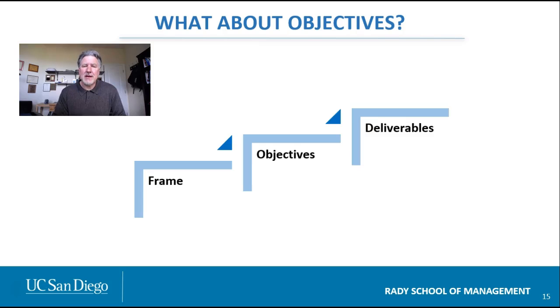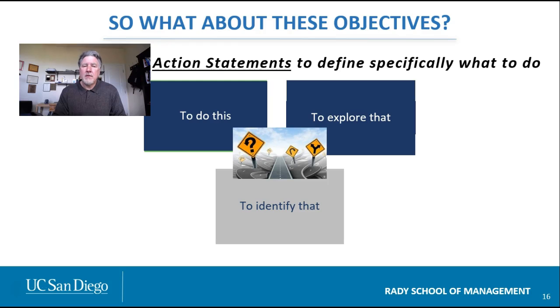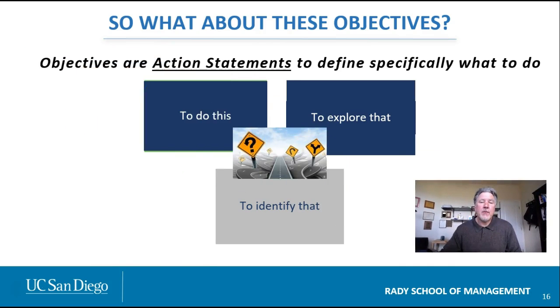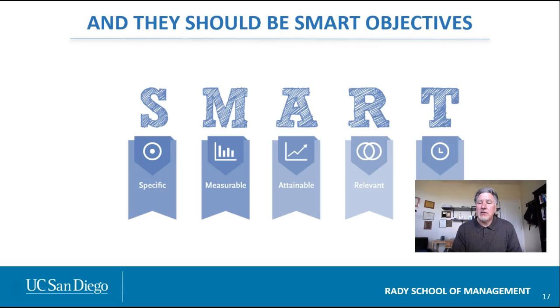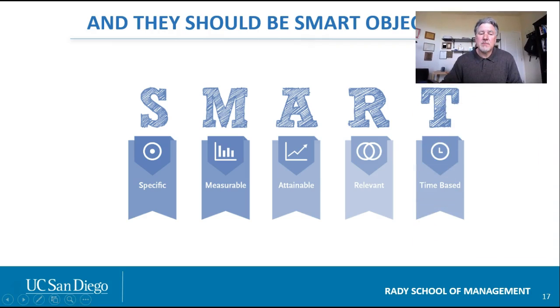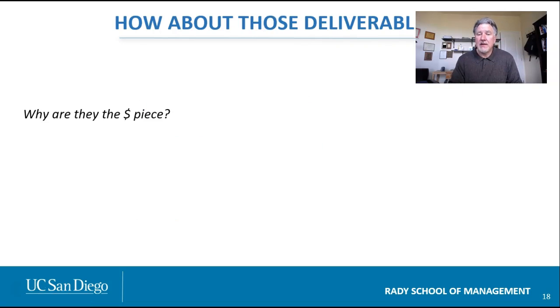So what about objectives? These objectives are very specifically action-oriented statements. So to do this, explore that, identify that. They define specifically what to do, and they should be SMART. I think you all are familiar with specific, measurable, attainable, relevant, and time-based objectives.